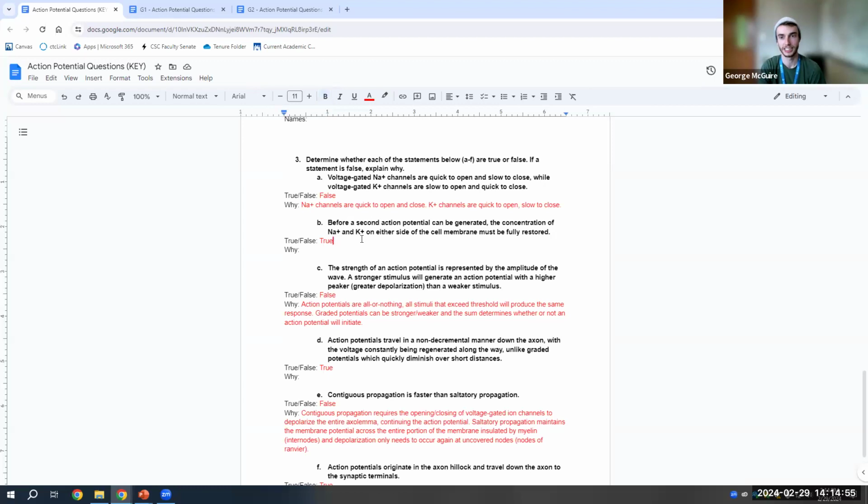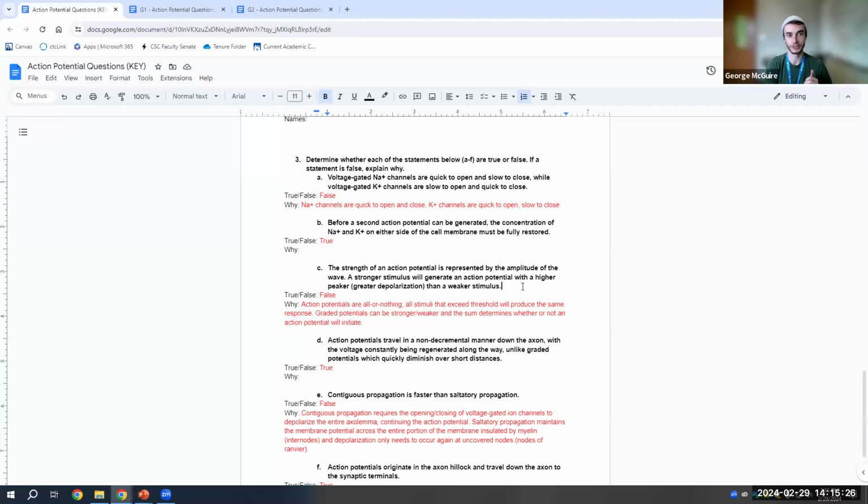All right, so B says before a second action potential can be generated, the concentration of sodium and potassium on either side must be fully restored. That is true. That's basically what I was just describing, that refractory period. So we need to get the cell back to that -70 millivolts before another action potential can be stimulated. C says the strength of an action potential is represented by the amplitude of the wave. A stronger stimulus will generate an action potential with a higher peak than a weaker stimulus.